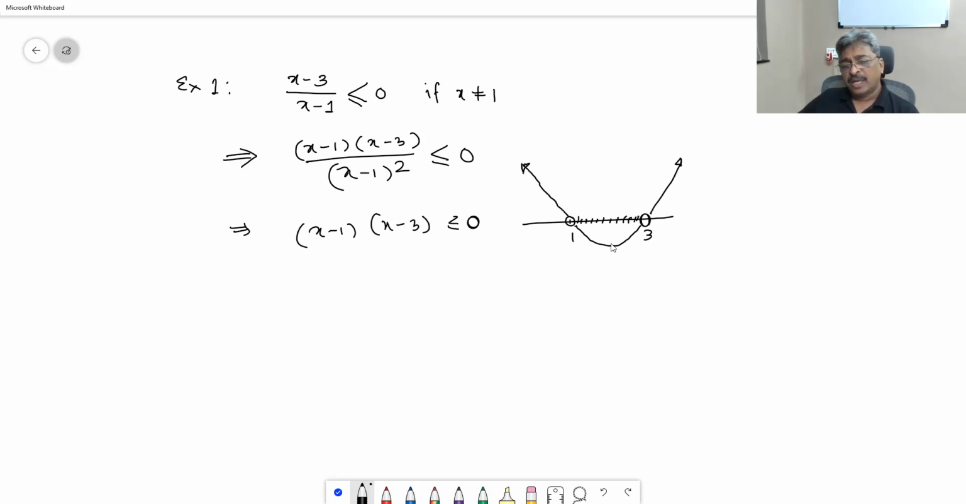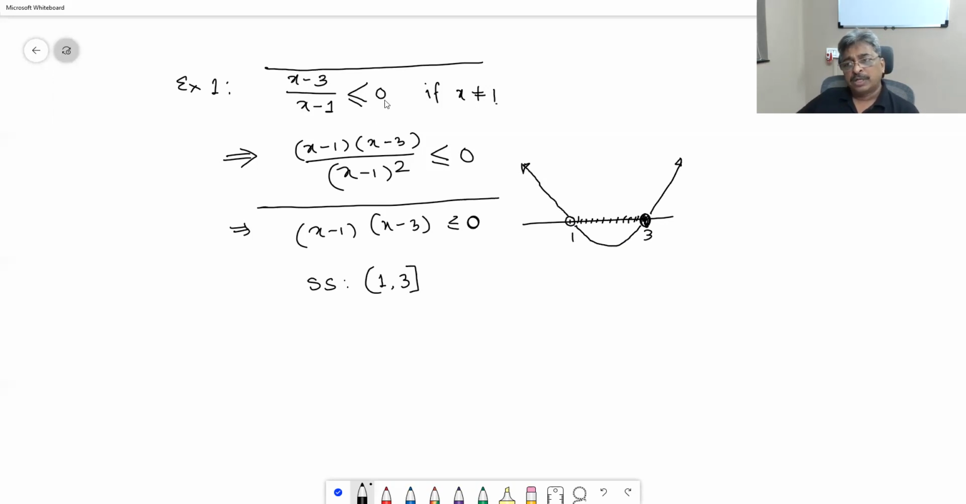Now, if we were solving only this problem, then equality would make both these circles dark. However, we are not solving this problem, we are solving the original problem. And therefore, 1 will never become dark, because if I make x equal to 1, the problem itself is undefined. So 1 will continue to stay hollow, and 3 will become dark. Therefore, the solution set is the interval open at 1, closed at 3. That is your solution set.